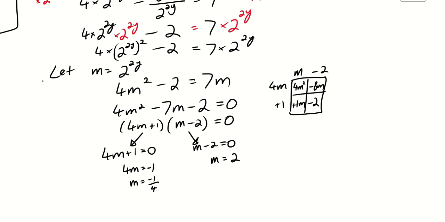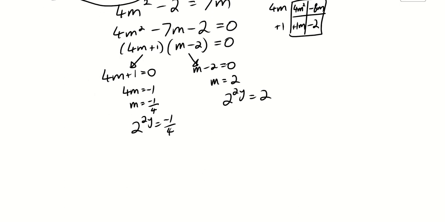So I've solved my quadratic, and then I remember, hey, I'm not after values of m, I'm after values of y. I can put my substitution back in. So 2 to the power 2y equals negative a quarter, or 2 to the power 2y equals 2. Okay, so I get two streams. This stream is no solution.